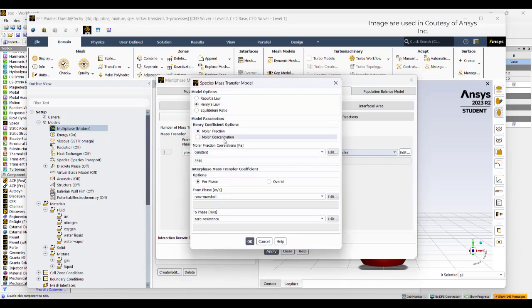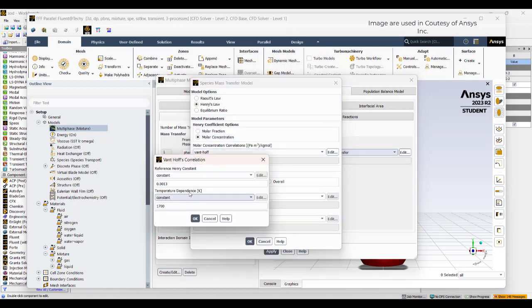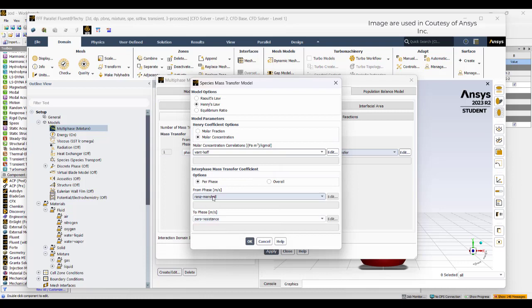In the species mass transfer, select Henry's law. In that molar concentration, go to Van Hoff, and we have all the reference constants, which is KH, and its temperature dependency is delta H by R. So delta H is 192,400 divided by R. Because 192,400 is the reason I have converted kilojoule per mole Kelvin to joule per mole Kelvin. And the value is minus 2314. Okay, click OK.